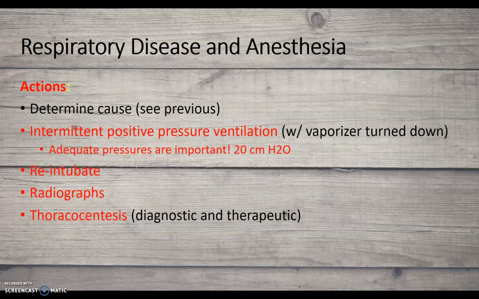So once you've determined the cause, you can try some intermittent positive pressure ventilation, okay? With the vaporizer turned down. You don't necessarily want to be flooding them with ISO every time you give them a breath, especially if you're trying to get them oxygen, not ISO. And remember, adequate pressures are important, not to exceed that 20 centimeters of H2O, otherwise you could damage their lungs.